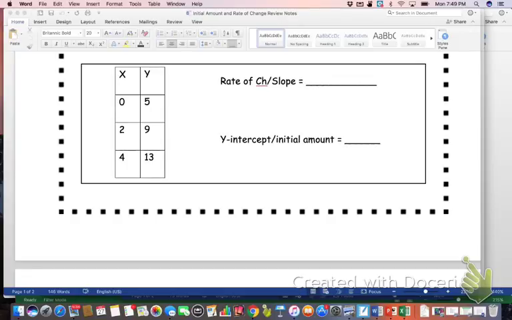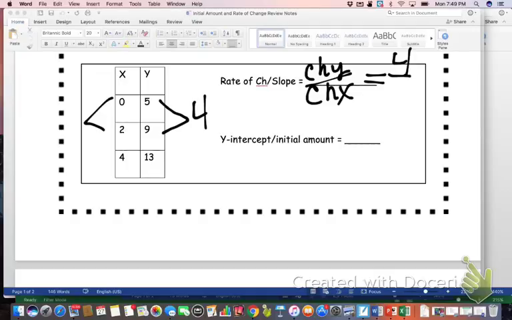Now for a table. Now, even though we were doing a graph before and now we're doing a table, the idea is still the same. We're still going to find our change in our y and put it over our change in our x. So I'm looking, and the change in my y value from 5 to 9, that's a positive 4. So my top value is going to be a 4. From 0 to 2, that is a 2. So my bottom value is going to be a 2. 4 divided by 2 simplifies to a positive 2. So my rate of change slash slope is a positive 2.